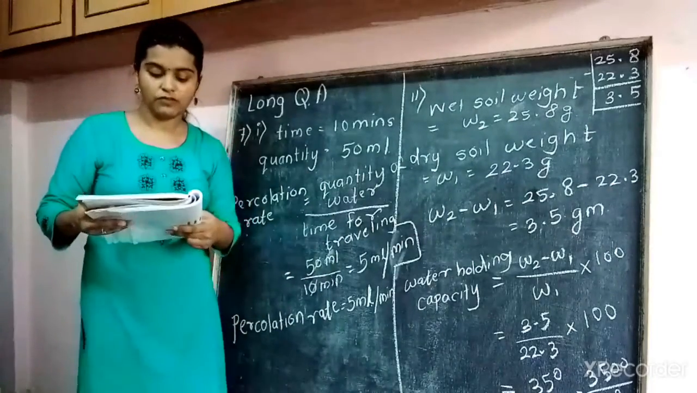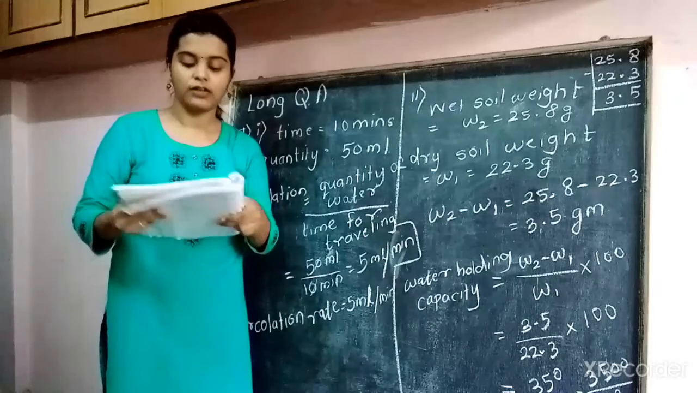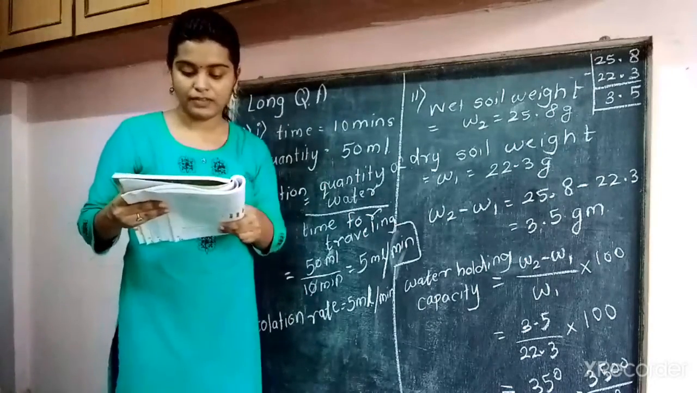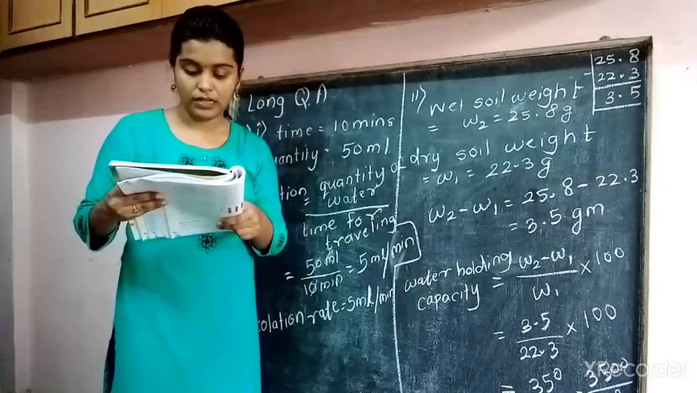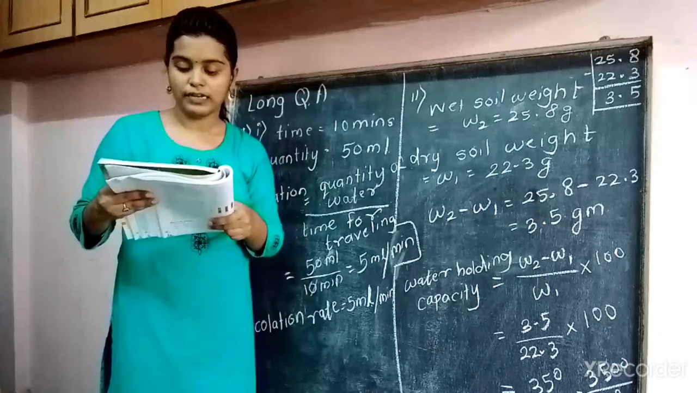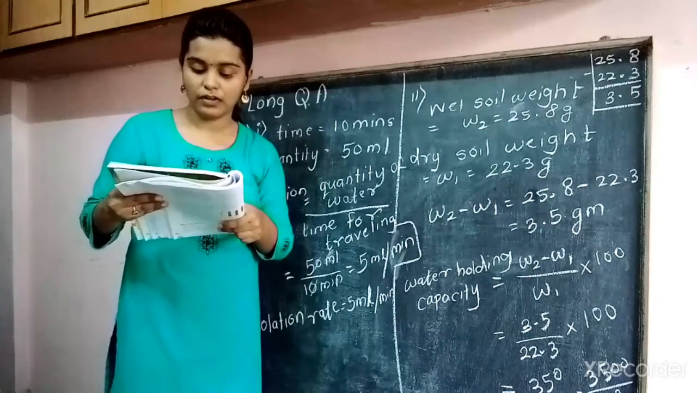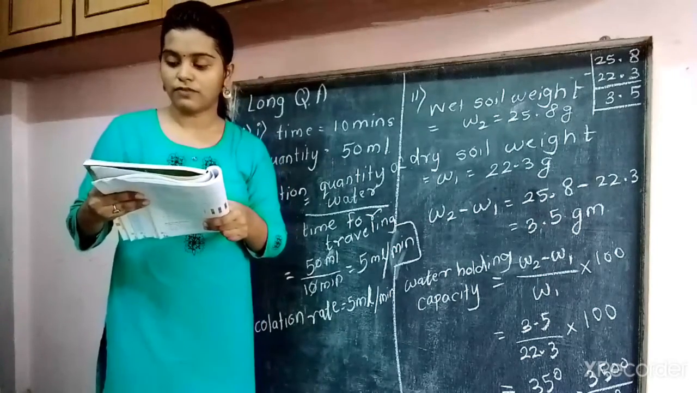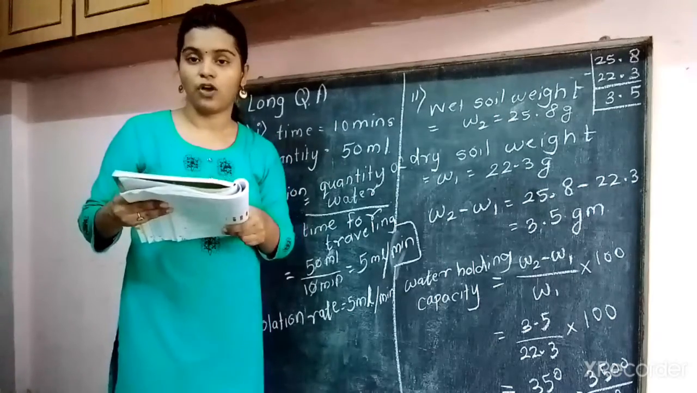We will discuss the 7th question, which has two problems in it. In the first one, a percolation pipe is filled with the soil A. Water content is 50 ml, which is then poured steadily onto the surface of the soil. It takes 10 minutes from the start of pouring for the water to disappear below the surface of the soil. What is the percolation rate for the soil A?